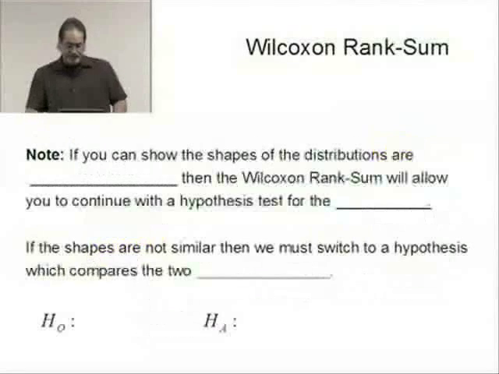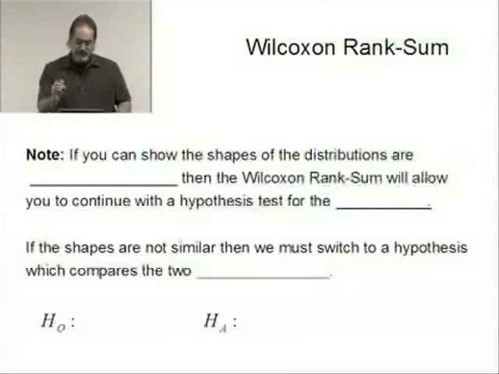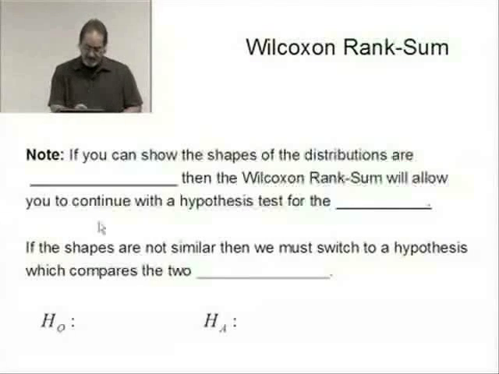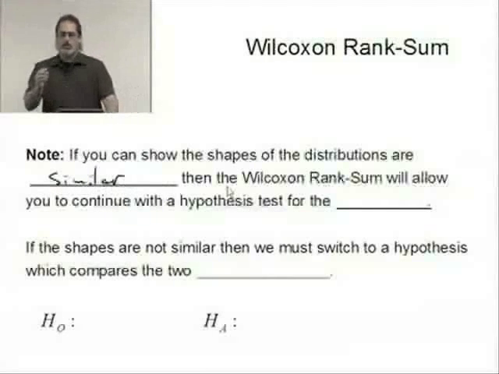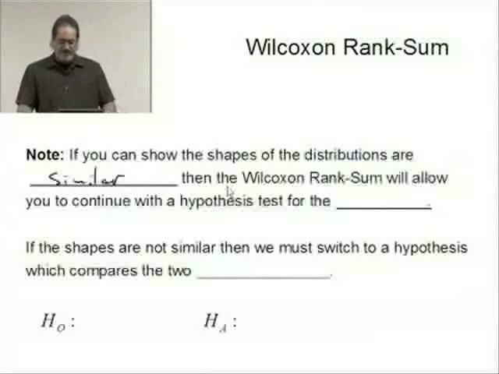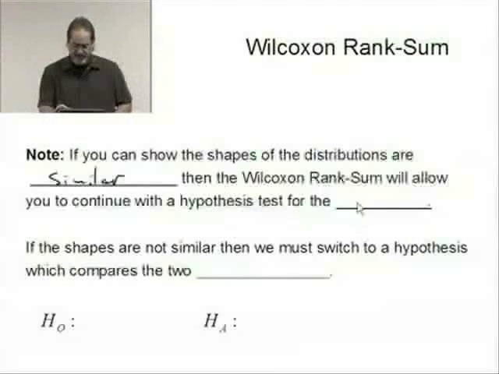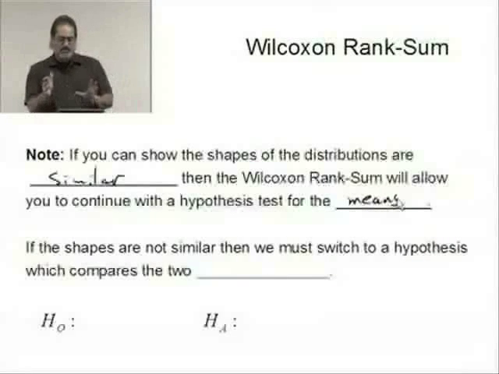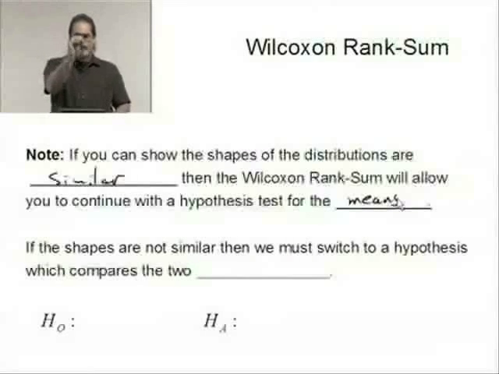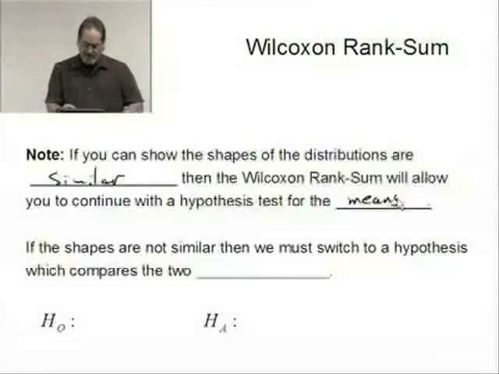Okay, now something else about the Wilcoxon rank sum that you should know about. If you can show the shapes of the distributions are actually similar, then the Wilcoxon rank sum will actually allow us to continue a hypothesis test for the means. So in other words, if we can show that the shapes are similar, the null and the alternative hypothesis, we can leave it as mu1 versus mu2. Now if the shapes are not similar, then we must switch the hypothesis and compare the two medians.